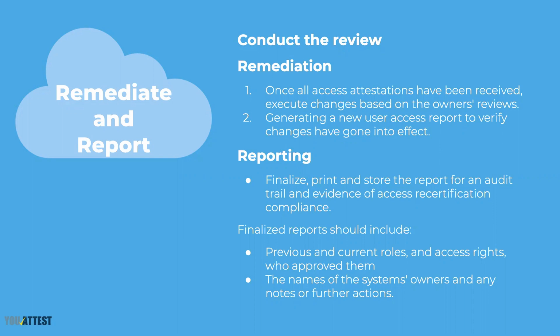It's important too that this report should include role changes, previous or current roles, access rights, who approved them, etc., the names of the system owners, and of course any notes for further actions or open review items, which may help facilitate faster review in the future. I think the really important thing is documentation. As in any control selection, any process within an organization, documentation of decisions is really, really important. So don't forget to complete the cycle. Next slide, please.